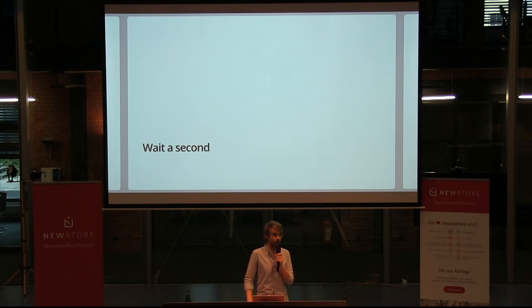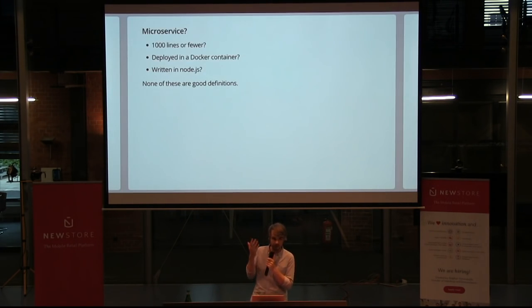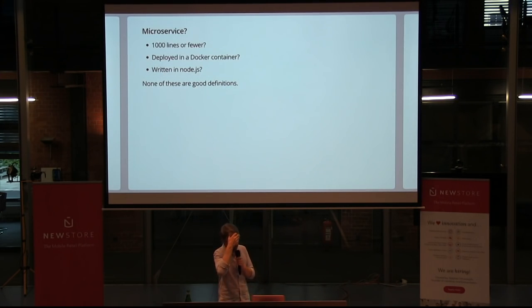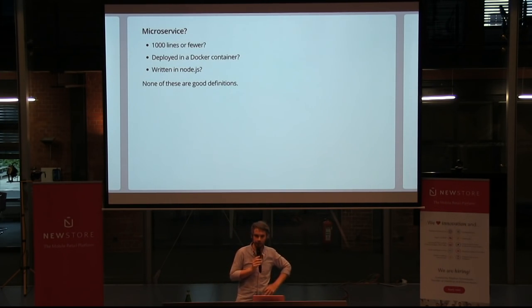So the question is, in terms of definitions, how do you define a microservice? Something that's less than 1,000 lines, or something that's deployed in a Docker container, or something that is written in Node.js or whatever. None of these things I think are really good definitions. I don't think there is a single good definition, but I think there are some things that can point us in the right direction, kind of vaguely. I've been thinking about this for a long while now, and I found a couple of things that I think make sense.